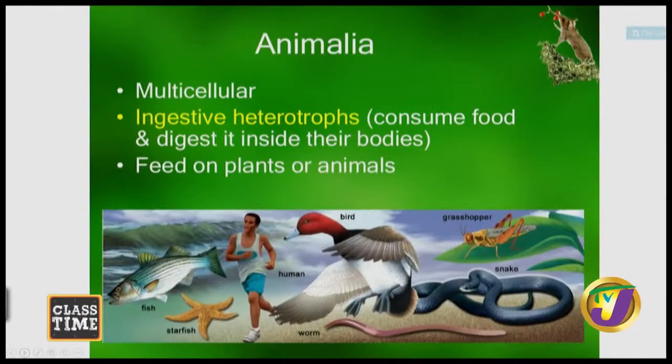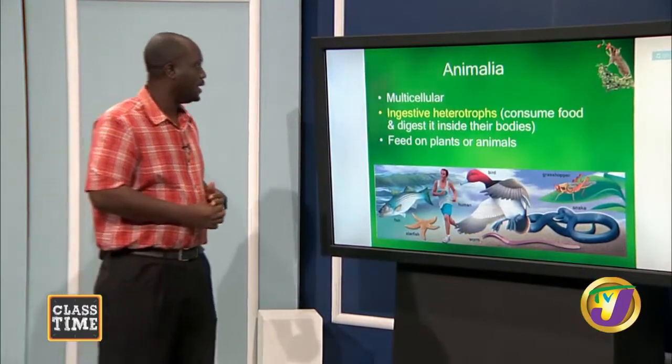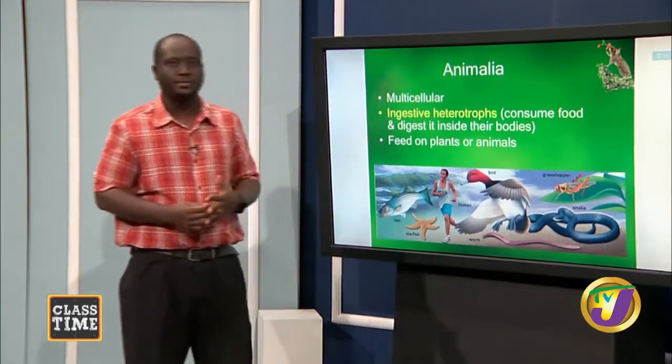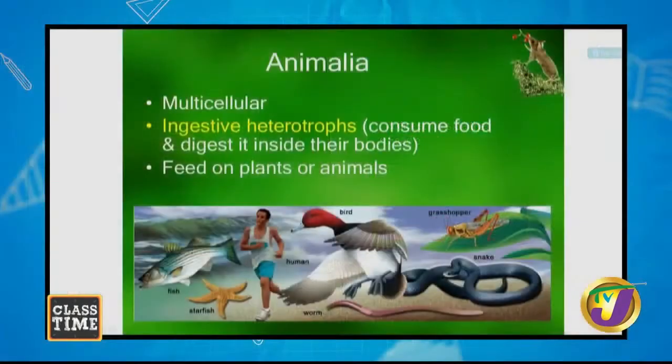Now for Animalia, we don't have any cell wall. Right? We have a cell membrane but no cell wall. We are heterotrophs, and I'm saying we because I'm part of that kingdom. And so we cannot make our own food, so we depend on other organisms for food.